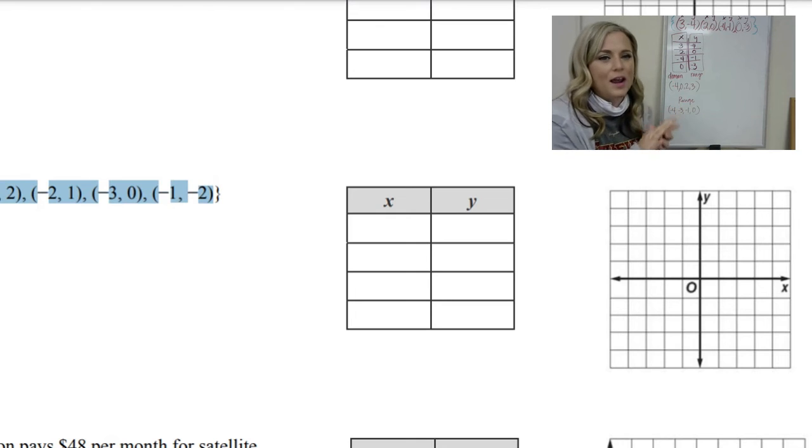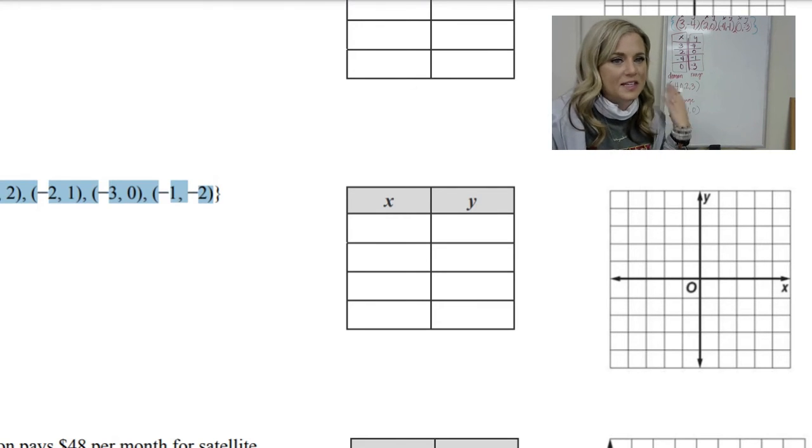All right. So then your range for this set of data is 2, 1, 0, -2, and then we would plot them.